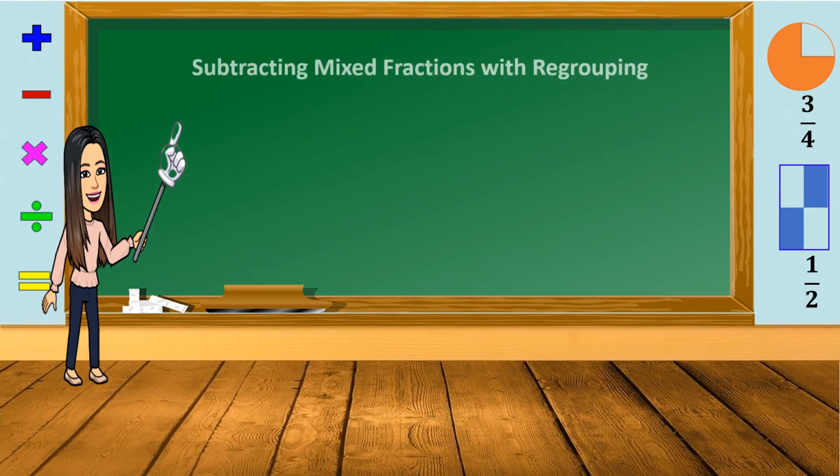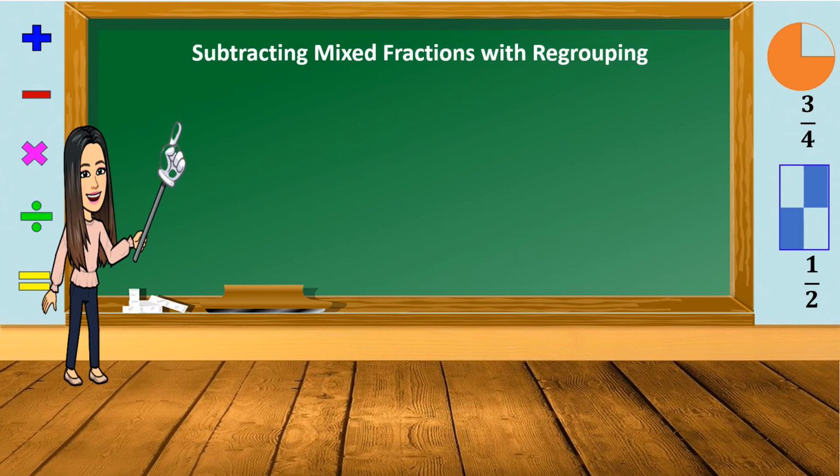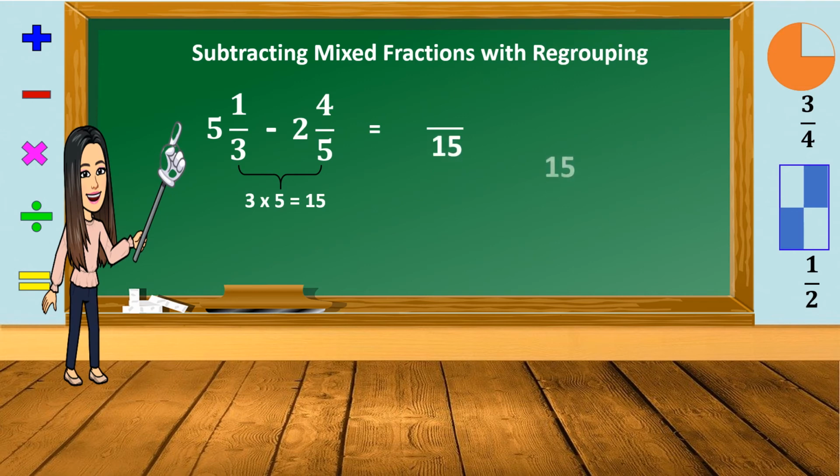And for the last one, we have subtracting mixed fractions with regrouping. So let's have 5 and 1/3 minus 2 and 4/5. Again, multiply the denominators to get the common denominator. So 3 times 5 is equal to 15. Use 15 as your common denominator. This time, I am going to separate the fractions to avoid confusion when we do the regrouping. Then get the cross product.